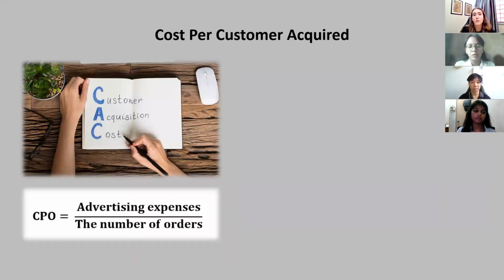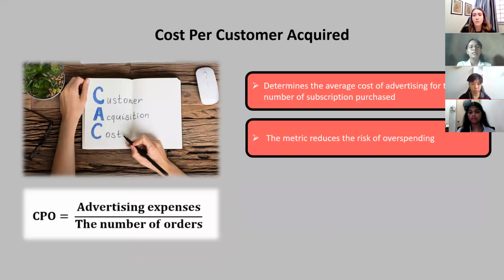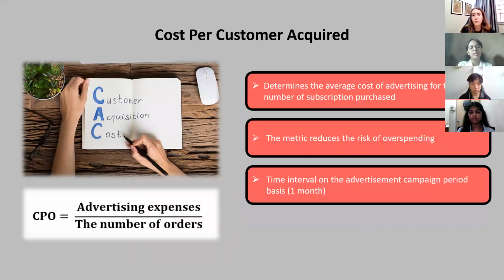Hi, I'm Malaika. I'll be talking about the cost per customer acquired metric. The metric helps to determine if Netflix's advertisement campaign expenditure is worth spending on. Hence, the metric reduces the risk of overspending on advertising with poor utility value.